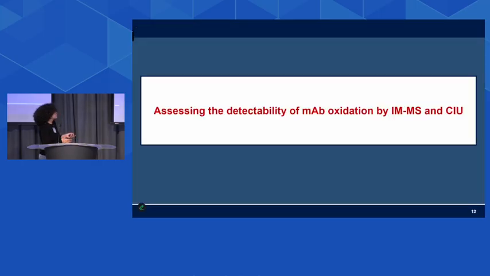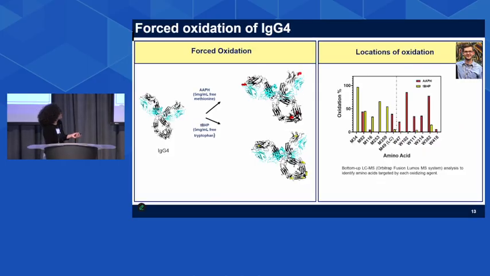And so we wanted to see if we could detect these oxidation events by using our ion mobility in CIU. So the first thing that I did was forced oxidation of a model IgG4, and I performed both tryptophan and methionine oxidation by using different oxidizing agents, and by performing bottom-up proteomics, I was able to identify that these different oxidizing agents were actually hitting different amino acids.